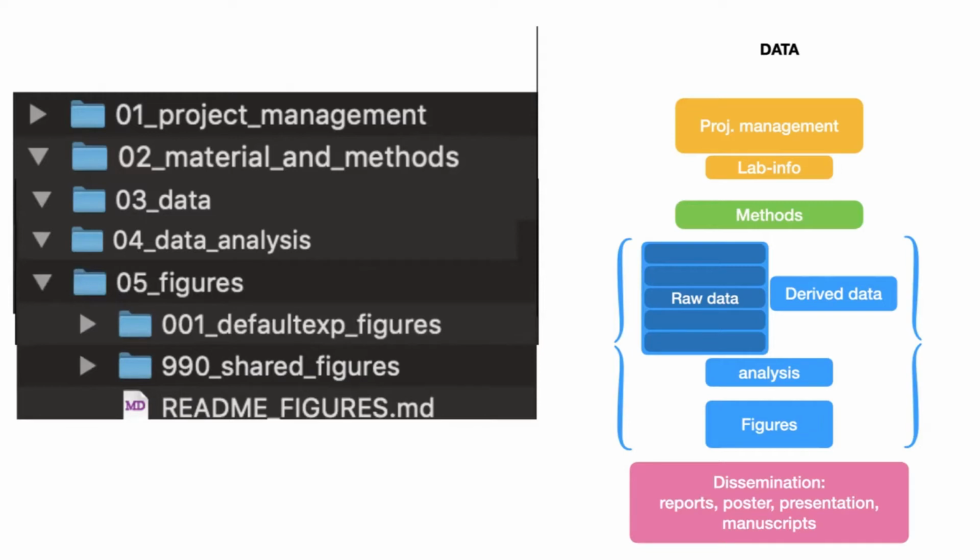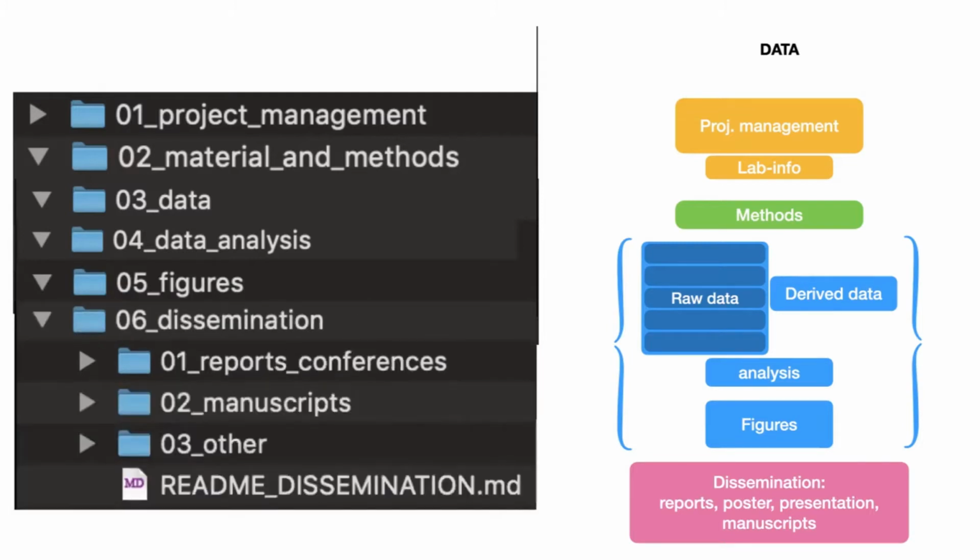Then we have one for figures that can also be separated into different experiments, or have one simple folder for all the figures you share with your coworkers. And then we have one folder for the dissemination with reports and conferences on one side and manuscripts on the other side. So we separate the two because often the PI just wants to have a look at the manuscripts and doesn't care about the rest.